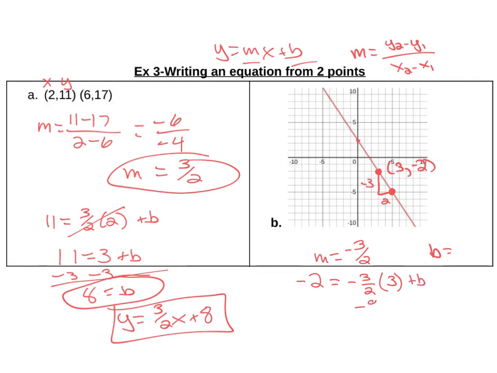Well, take a few minutes here to plug them in. So 3 times 3 is 9/2 minus 2. And then if we add 9/2 to both sides, b is going to equal, so it is going to equal that, 2.